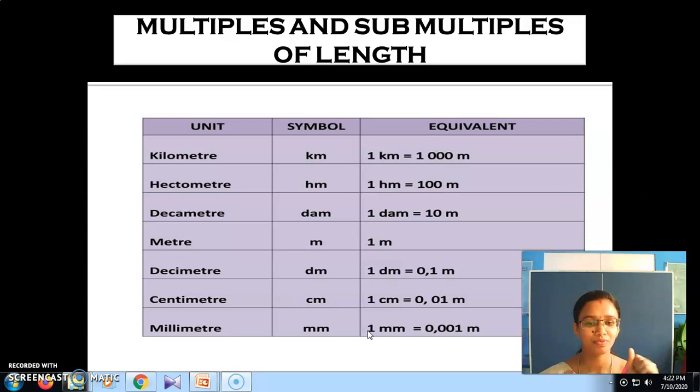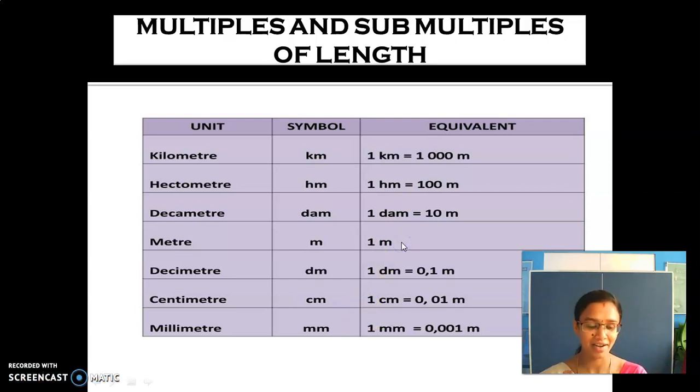Listen again. 1 centimeter is equal to 10 millimeter. 100 centimeter is equal to 1 meter. 1000 meter is equal to 1 kilometer. These are the important three things which you have to keep in mind for the multiples and submultiples of length.